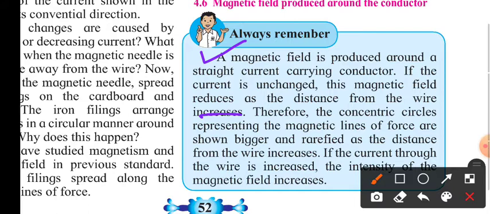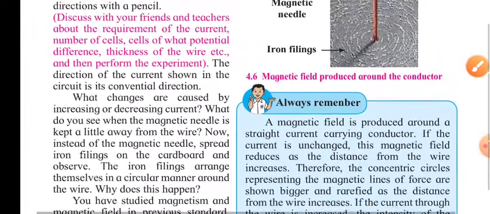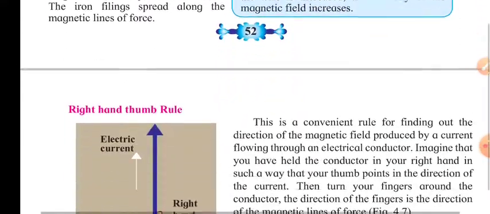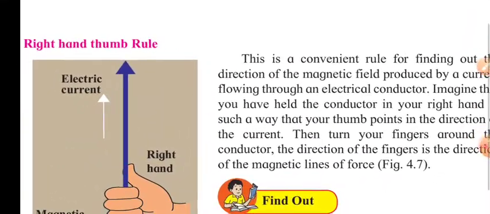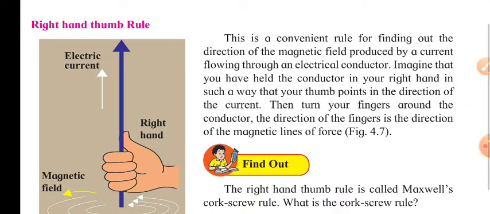Therefore, the concentric circles representing the magnetic lines of force are shown bigger and rarefied as the distance from the wire increases. If the current through the wire is increased, the intensity of the magnetic field increases. So this is about the magnetic field around the conductor. Now, what will be the direction of the magnetic field? How to find that out?